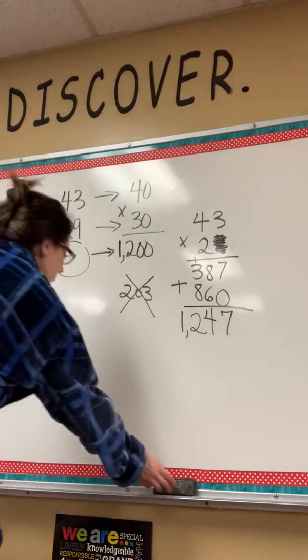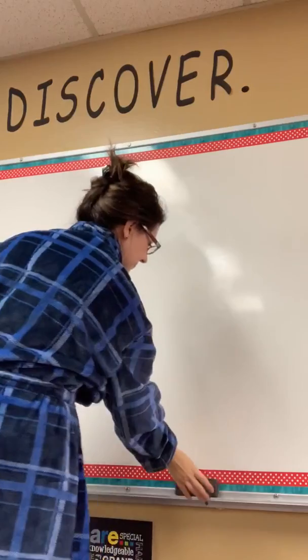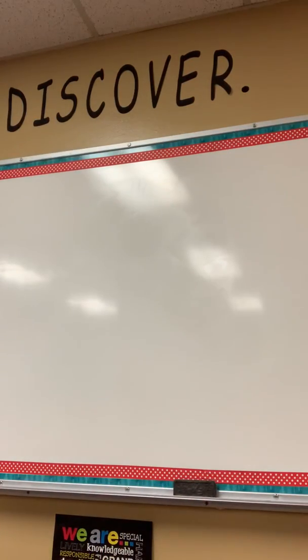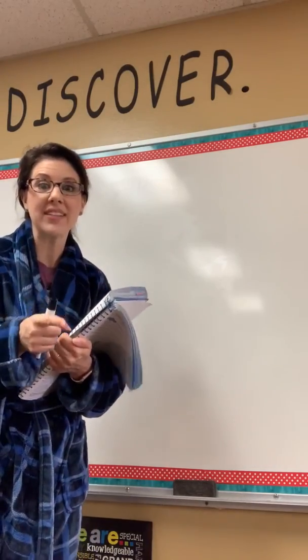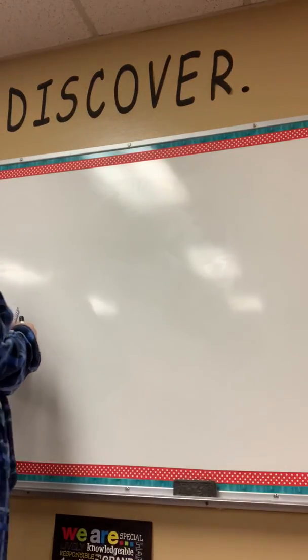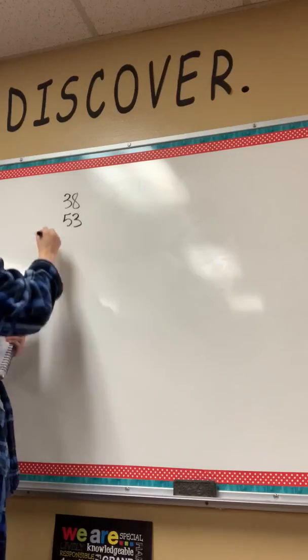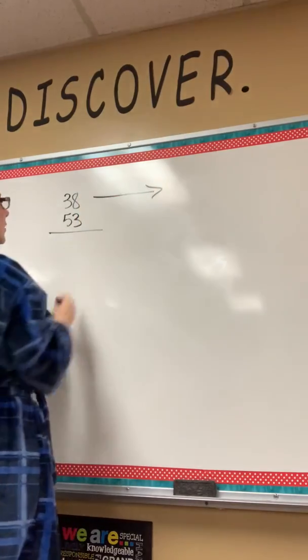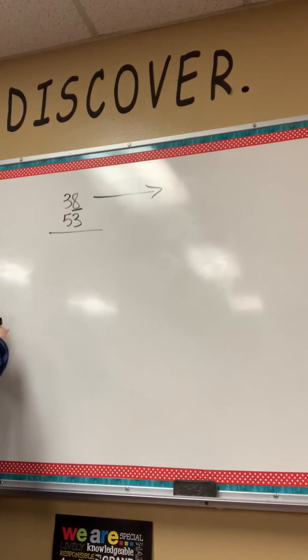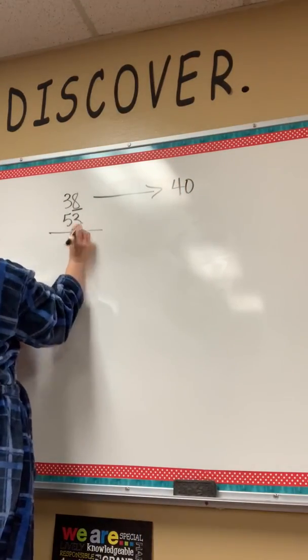All right, I'm going to erase this board and we're going to look at example 2 together. And example 2 says to estimate the product of 38 and 53. Anytime we see the word product, we know what kind of problem we're working. Multiplication, that's right. So estimate the product of 38 and 53. All right, let's round. And whenever we round, we're looking at our ones place. Is 8 5 or more? It is. So 38 becomes 40. All right, 53. Let's check out that ones place. There's a 3 in it.